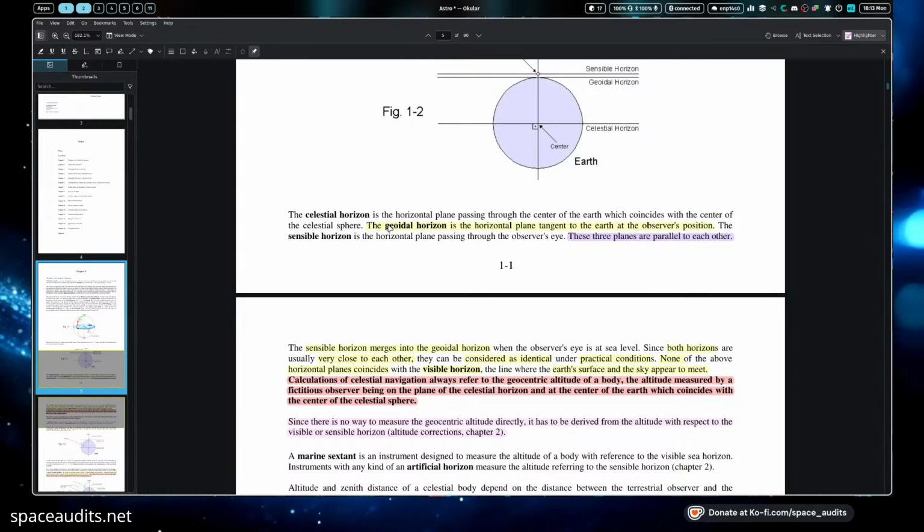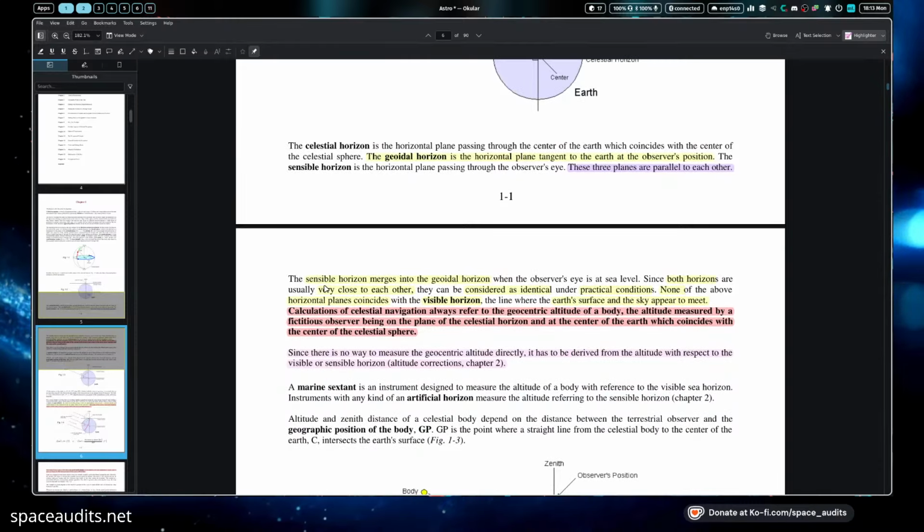Okay, the celestial horizon. Let's see, I think the celestial horizon is the horizontal plane passing through the center of the Earth, which coincides with the center of the celestial sphere. The geoidal horizon is the horizontal plane tangent to the observer's position. The sensible horizon is the horizontal plane passing through the observer's eye. These three planes are parallel to each other. The sensible horizon merges into the geoidal horizon when the observer's eye is at sea level.